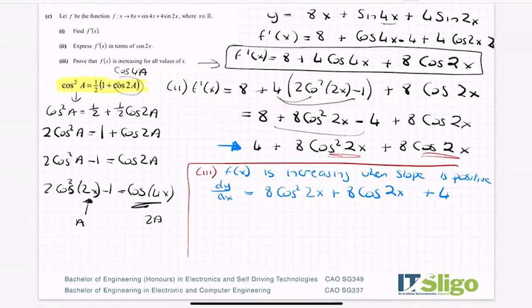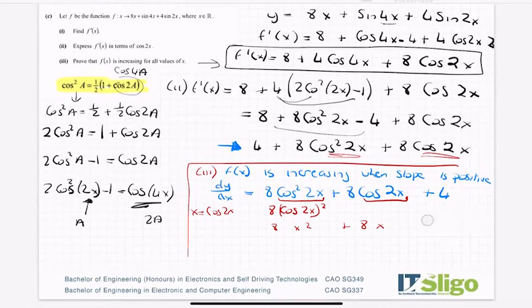Okay, why? Because this is a quadratic. I see a squared, I see a non-squared, and I see a number. Remember that cos squared of 2x can be written like this. So pretend x in this case is cos of 2x, then don't I have 8x squared plus 8x plus 4? So I have a quadratic, albeit in a strange trig form.